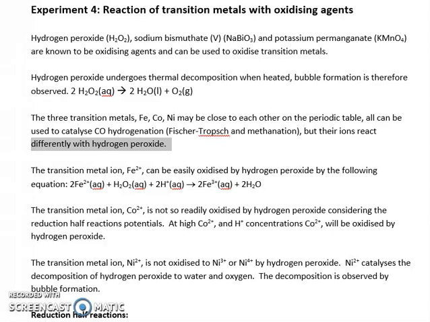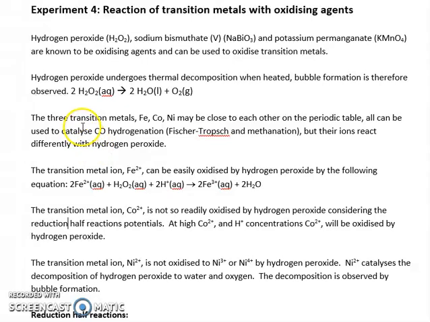Now, another reaction can happen with hydrogen peroxide. It can undergo thermal decomposition. Thermal just means hot. So if you put hydrogen peroxide in the sun, it will start to decompose and you will observe some bubbles forming. Now, here's the equation for hydrogen peroxide decomposition, and you can see when it decomposes it forms water and oxygen. So oxygen is those bubbles that you are observing.